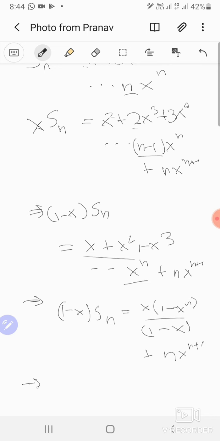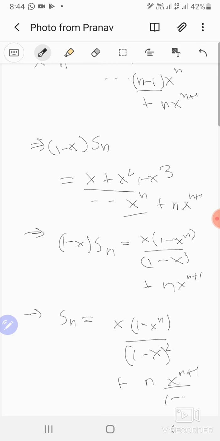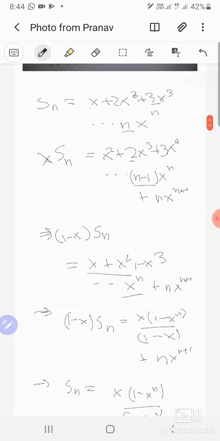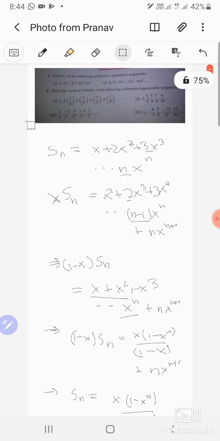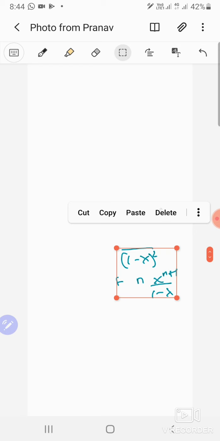No problem. That gives me Sn is equal to x times 1 minus x to the n power upon 1 minus x whole squared, plus n times x to the n plus 1 upon 1 minus x. That's going to be the sum. So that's pretty easy. Just go to the next question.